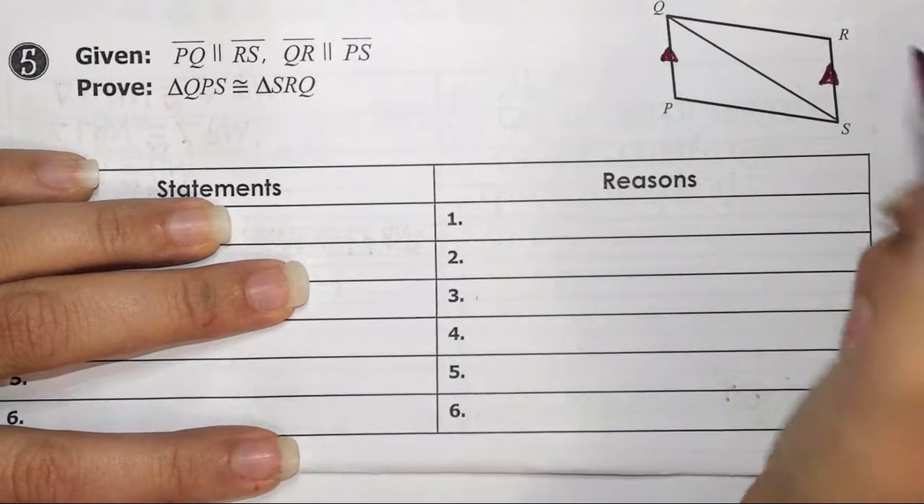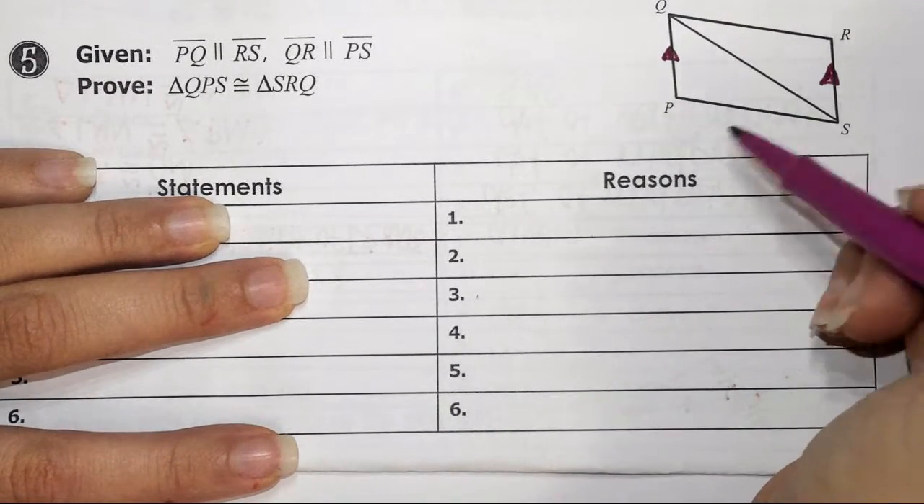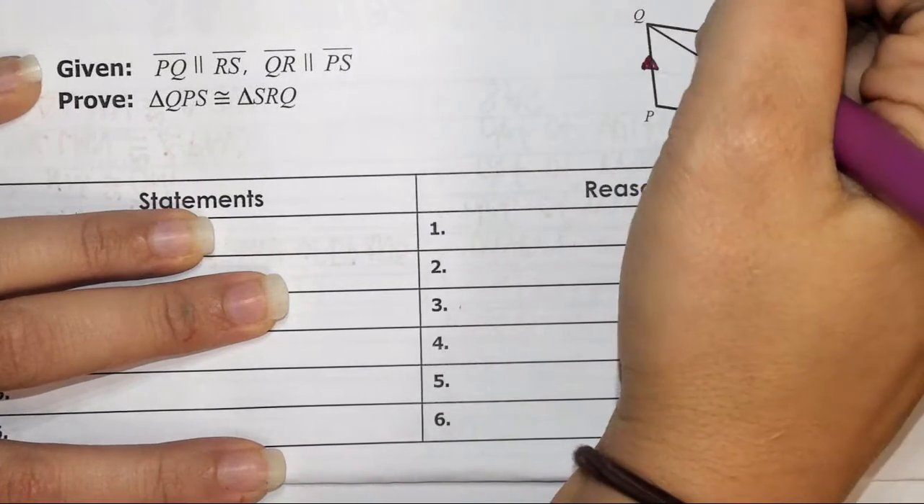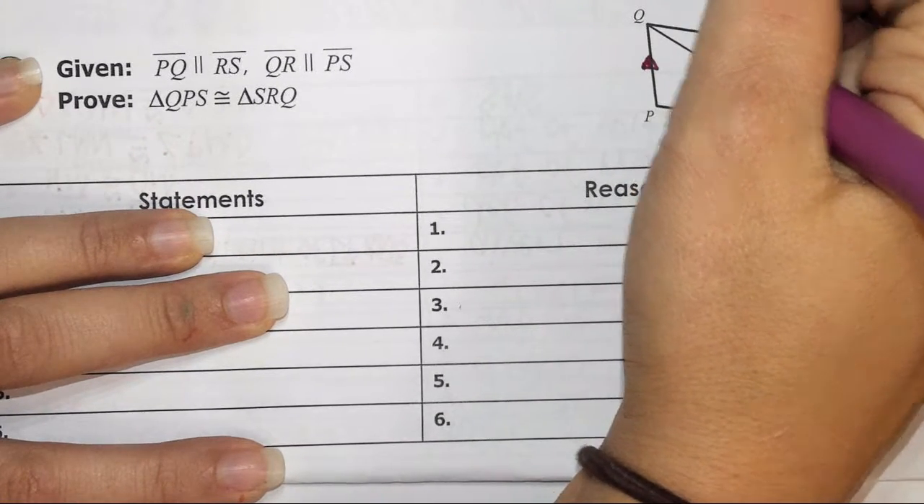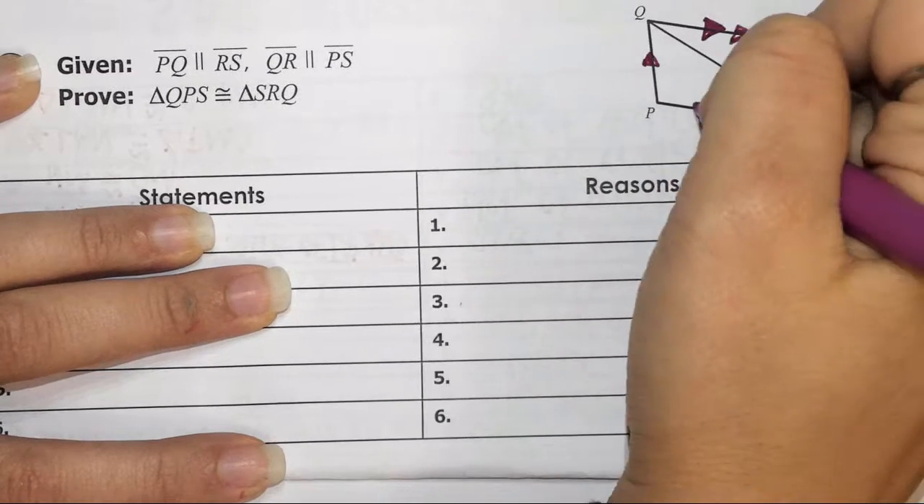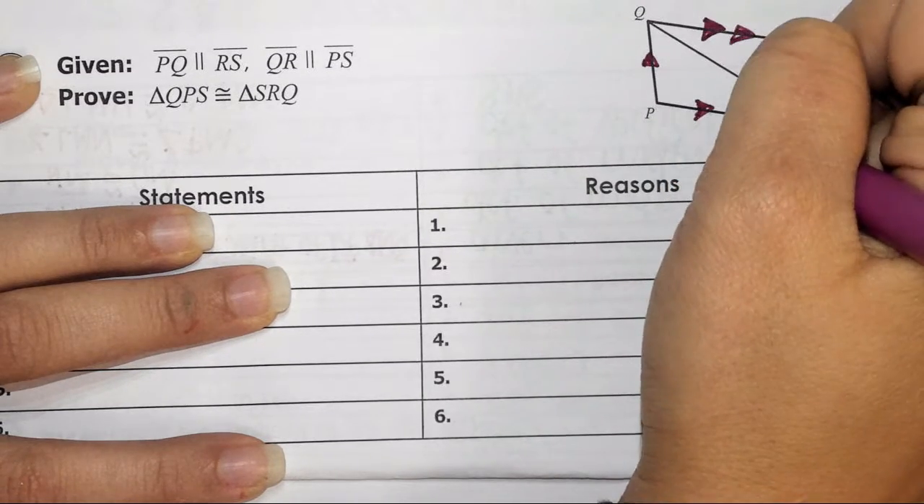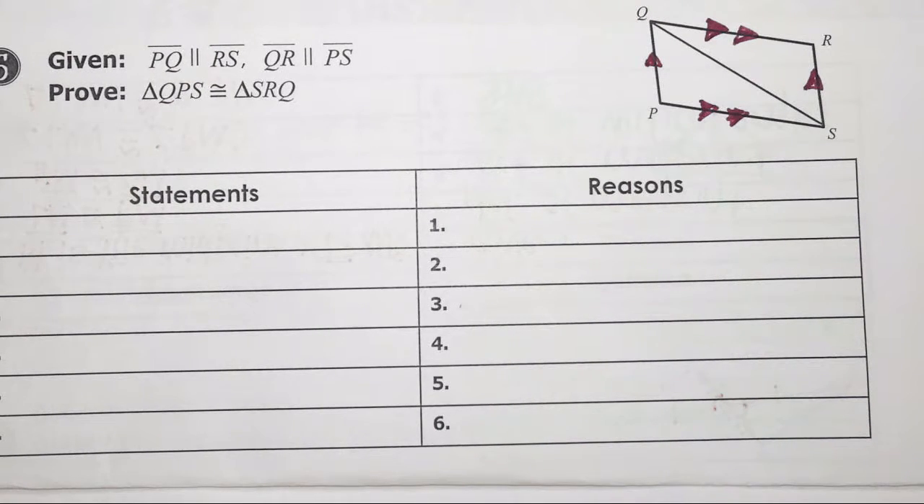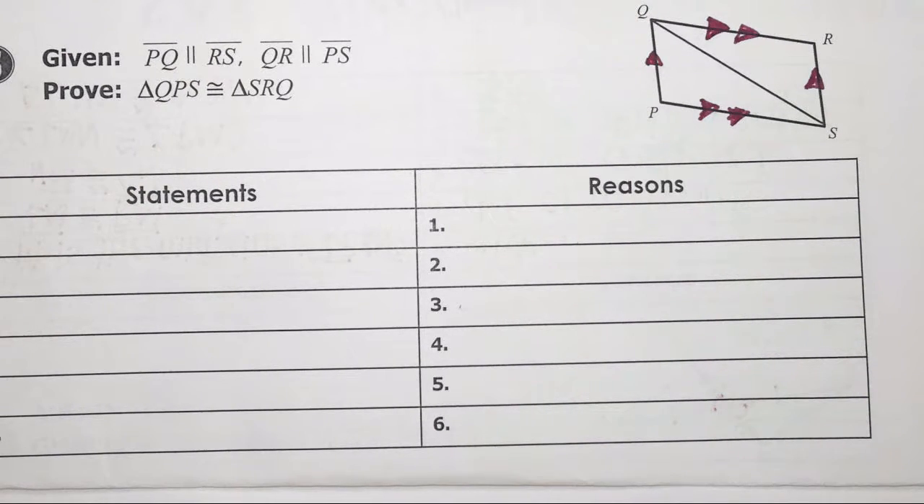Then it tells us that QR is parallel to PS. So we're going to put 2 arrows on this one. And we're going to put 2 arrows on this one. It's just like tickies. When you have one congruent to the other, you use 1 ticky. And then for your next one, you use 2 tickies. Okay.